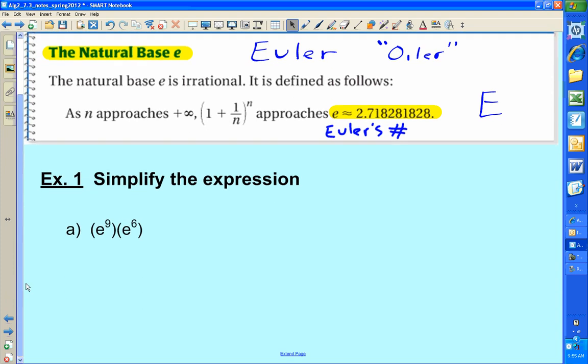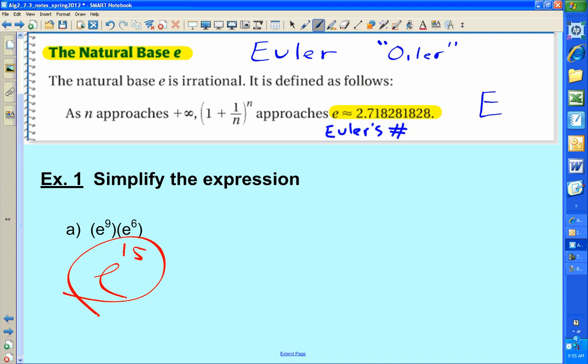These expressions here, the first expressions we're going to look at are no calculator. Simplify the expression. E to the 9th times e to the 6th. When you simplify that expression, e to the 15th. The end. You circle it. I don't want an approximate value. I want a simplified value.